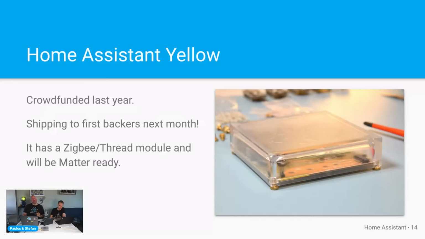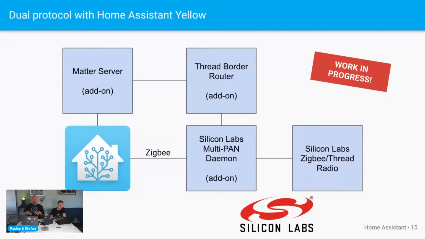So luckily, we're using a chip for this that is made by Silicon Labs. Silicon Labs is a big silicon vendor, and they've been working on something very cool. They call it their multi-pan daemon. What this means is that using time shifting, they will be able to run both Zigbee and Thread on the same radio. So you can use Zigbee and Thread, and so Matter, at the same time without requiring an extra USB stick. Again, this will run inside an add-on, so it will be fully transparent to the user, and they should be able to just set up Zigbee and Matter as normal.